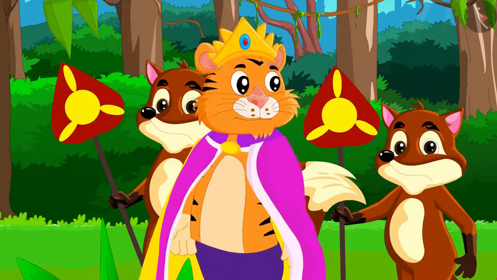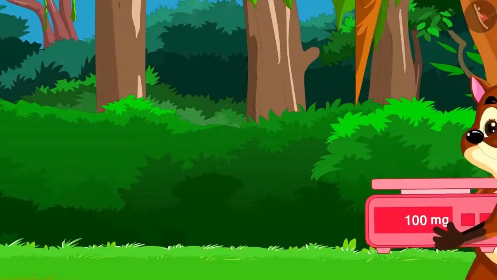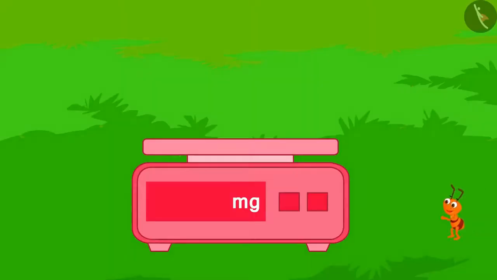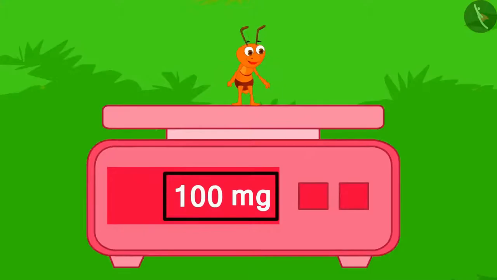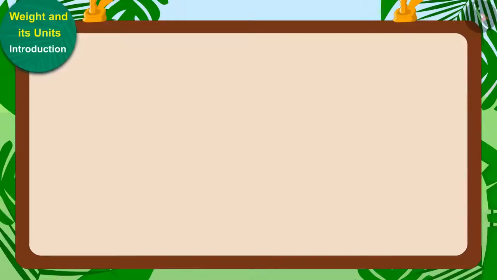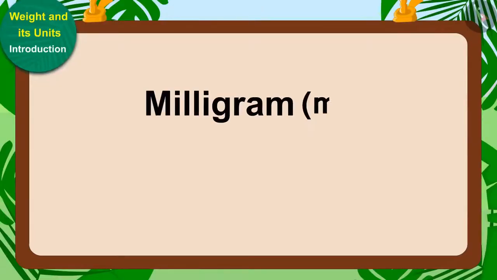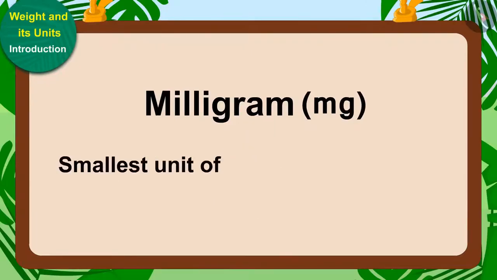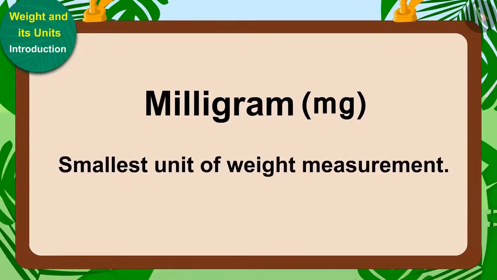Saying this, the king immediately asked for a weighing scale. When the ant stood on that weighing scale, its weight showed as 100 milligrams. Kids, do you know what milligram is? Milligram is the smallest unit of weight measurement.